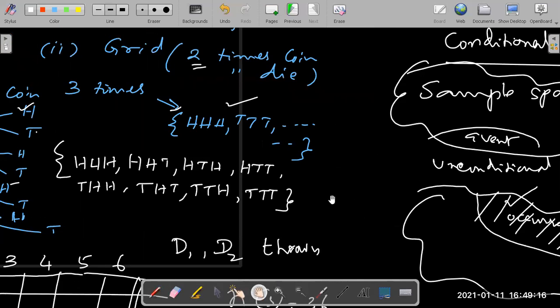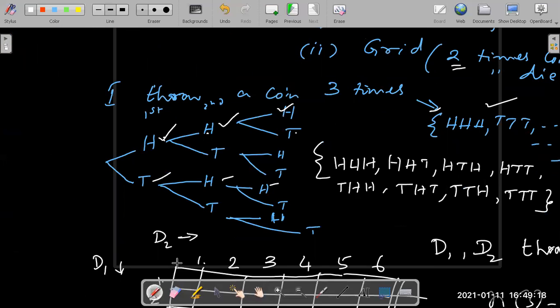How will the question be? The question will be like this. A coin is tossed 3 times. I know that the last time, the third time, I got tails. I know that guaranteed. What is the probability that the first time also I got tails? So now the sample space is not the entire thing. I'm saying only this or this or this or this.